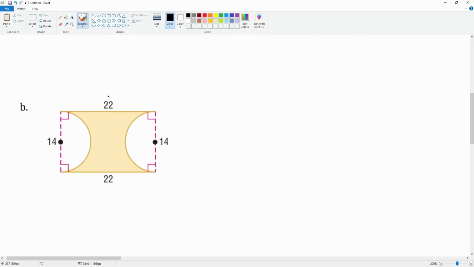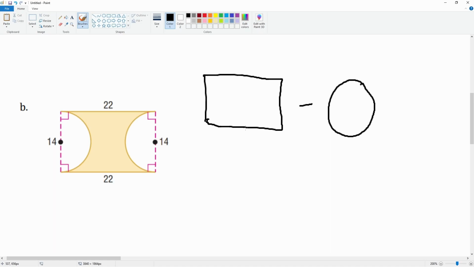Here, this is very interesting. This is actually one big rectangle minus a circle, a complete circle, okay? So the rectangle is a 22 by 14. What's the area of that? 22 times 14, that is 308.